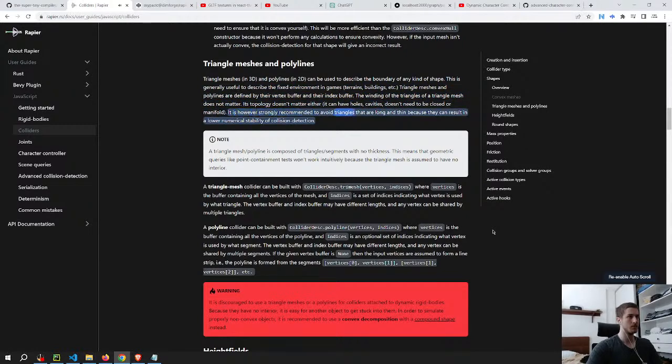It is, however, strongly recommended to avoid triangles that are long and thin because they can result in lower numerical stability of collision detection. A triangle mesh or polyline is composed of triangles or segments with no thickness. This means that geometric queries like point containment tests won't work intuitively because the triangle mesh is assumed to have no interior. A triangle mesh collider can be built with ColliderDesc.trimesh(vertices, indices).